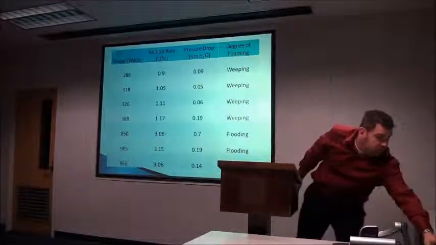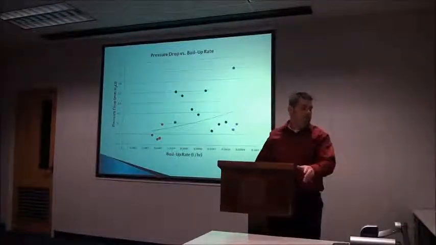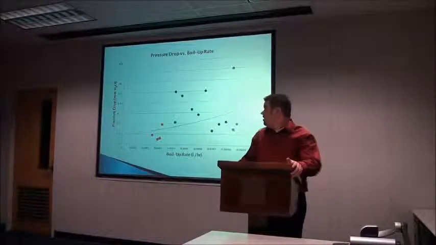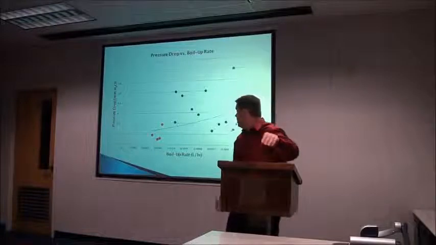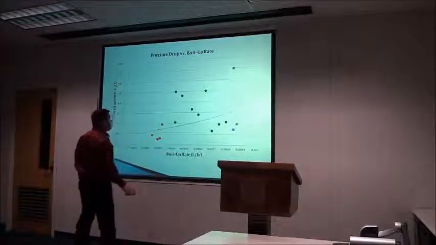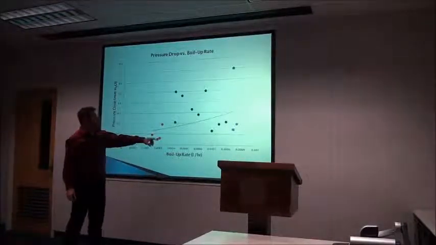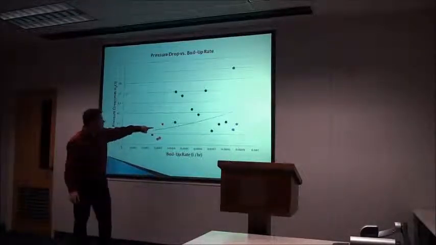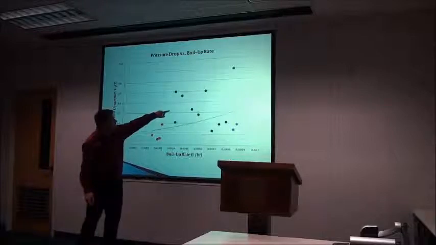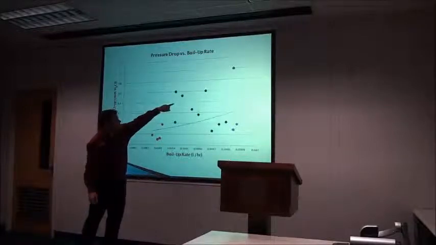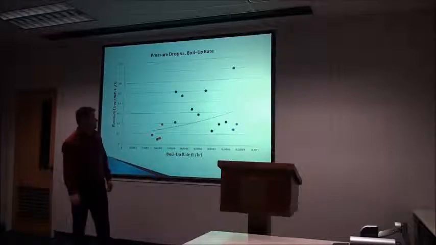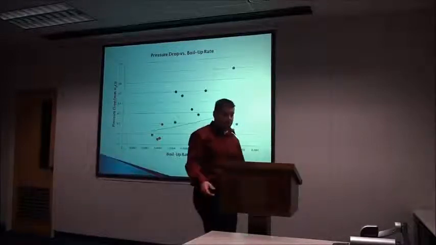So, due to that discrepancy, there really wasn't a way to find a trend. Here our weeping points are in red, and then the flooding points are in purple. It basically should go kind of linear and then rise up and then become almost linear again. But in our case, it's really jumping all over the place.